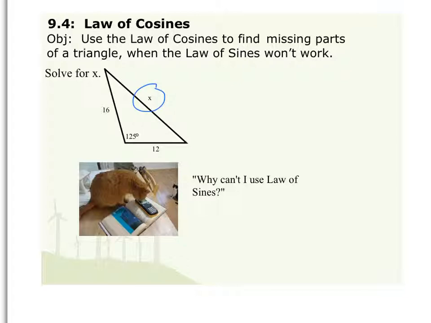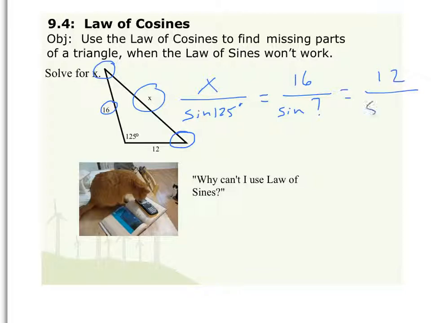Well, let's go back to 9.3. Let's think law of sines. x over the sine of 125 degrees has to be equal to, let's use side 16 over the sine of, okay, I don't know that angle. I was going to use the fact that all three angles have to add up to 180 degrees, but I don't know what the other one is. I know one of them is 125, but the side opposite 16, not sure. Side opposite 12, not sure.